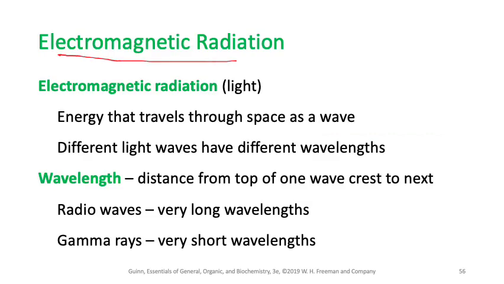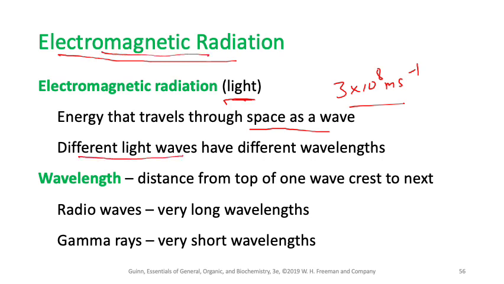So what is electromagnetic radiation? Electromagnetic radiation, normally also called light, is a form of energy that travels through space with the speed of light, right? Which is basically 3 times 10⁸ meters per second. This is the speed of light, and all electromagnetic radiation travels through space with this speed, right? And there are different types of light waves in electromagnetic radiation that are different because they have different wavelengths.